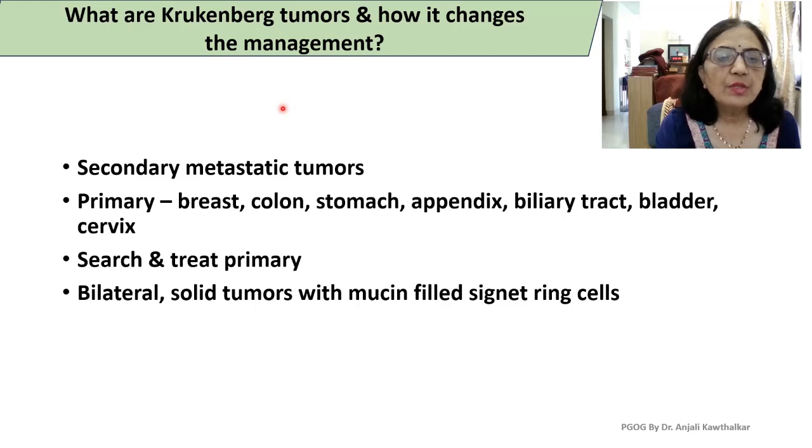What are Krukenberg tumors? These are secondary metastatic tumors. The primary can be in the colon, stomach, breast, appendix, biliary tract, and rarely bladder or cervix. How does it change the management? We need to search for the primary and treat the primary, but in a few cases it is difficult to detect the primary with a Krukenberg tumor. These are usually bilateral solid tumors, with mucin filled signet ring cells seen under the microscope.